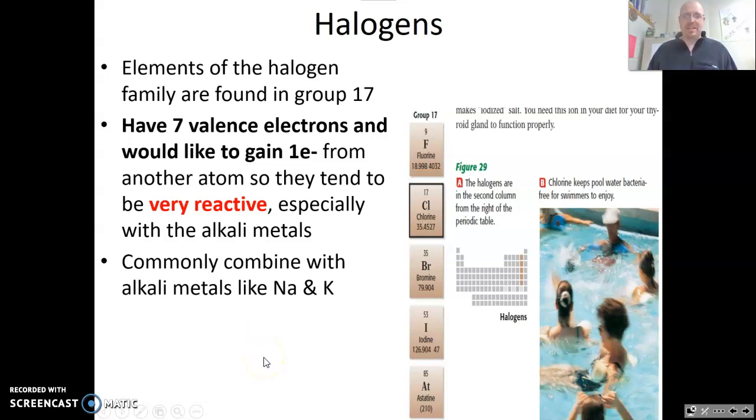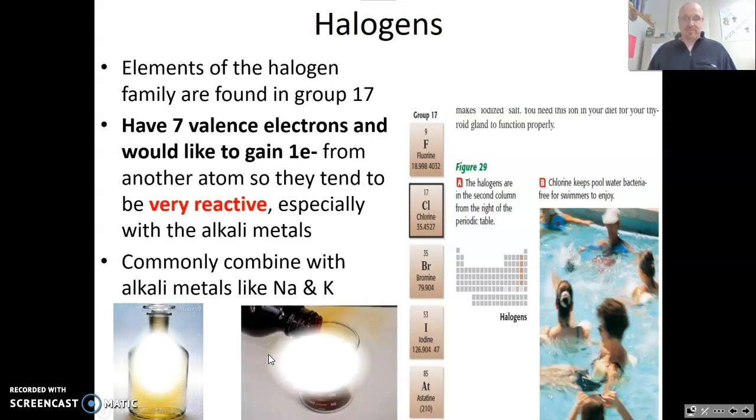Side note, sorry. Commonly, they combine with alkali metals such as sodium and potassium. Here's an example of what chlorine looks like in the gas form, and then iodine, as well as iodine being poured out into a cup right there.